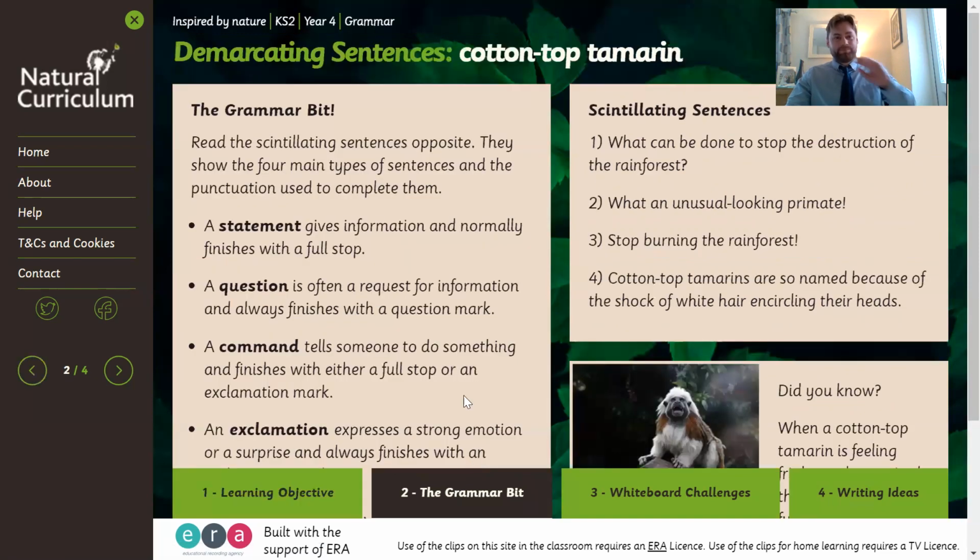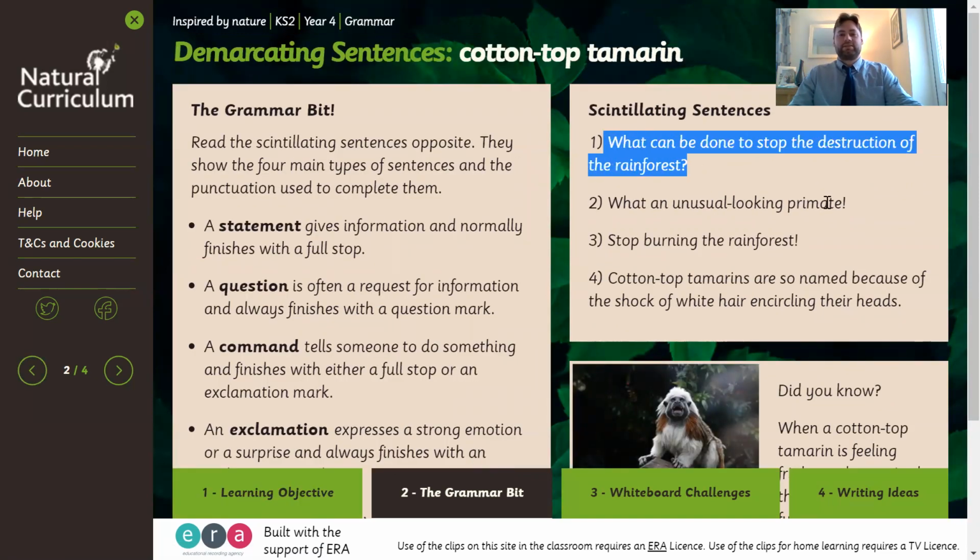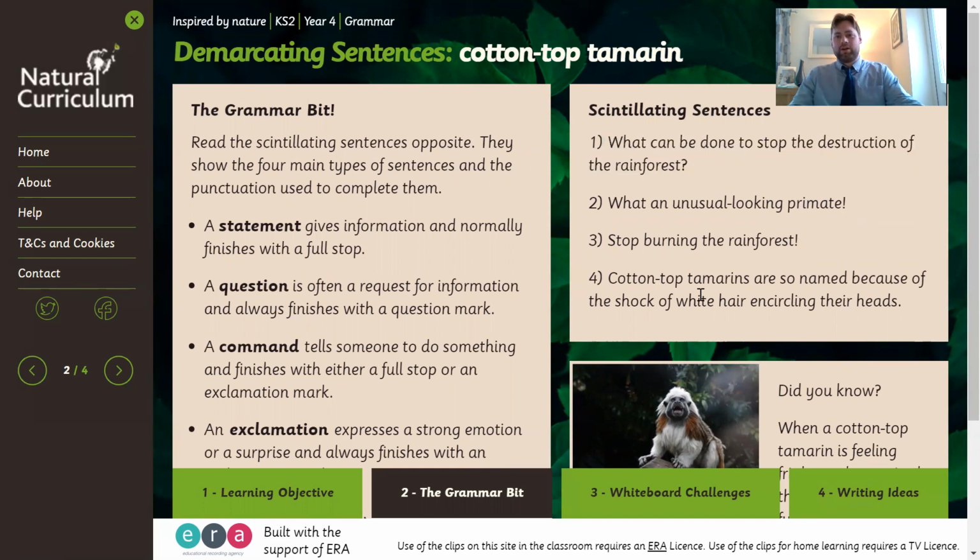Okay, so the grammar bit. Read the sentences over here, the scintillating sentences, and they are all an example of one of the four types of sentences that we use. We use a statement that gives us information, and questions that are always asking for information, and they finish with a question mark. We finish statements with a full stop normally.